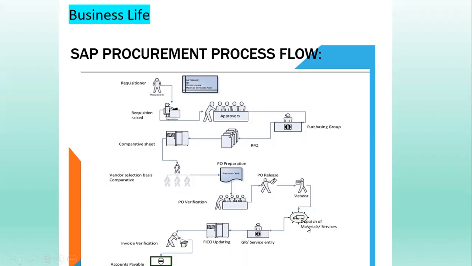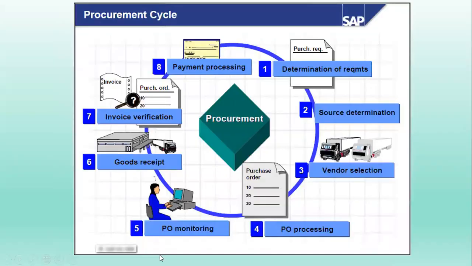Then the supplier will dispatch the stock, and I will receive the GR. Then I will inform the finance team and do the verification, then payment will happen. So this is a simple process: determining the requirement, source determination (which is not identification of the supplier), then vendor selection, PO processing, PO monitoring, then goods receipt, then invoice receipt. So this is the complete cycle.